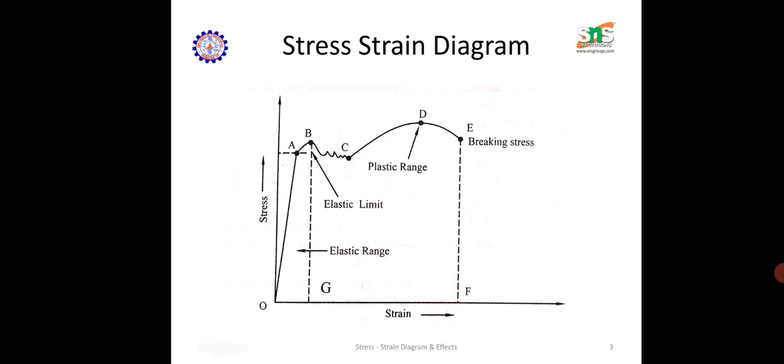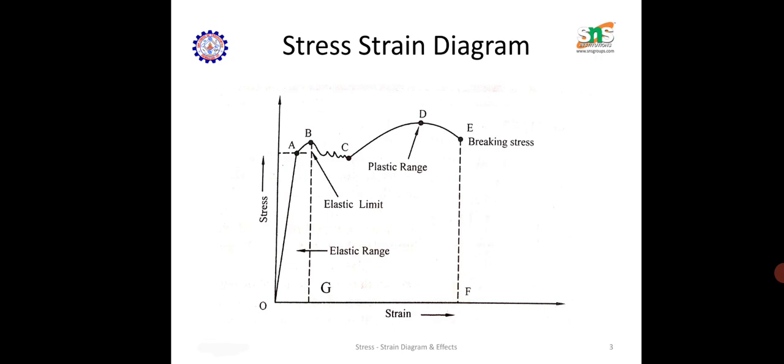If we increase the load, we will reach the point B, which is called the elastic limit. This is the limit within which the elastic behavior is exhibited. Further, if we increase the load, we will reach the point C, where the material is partially elastic and partially plastic. And further, if we increase the load, we will reach the point D, that is the plastic range.